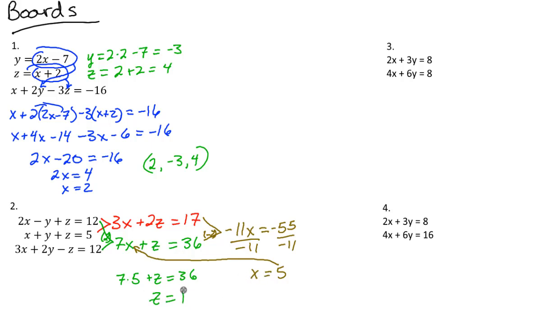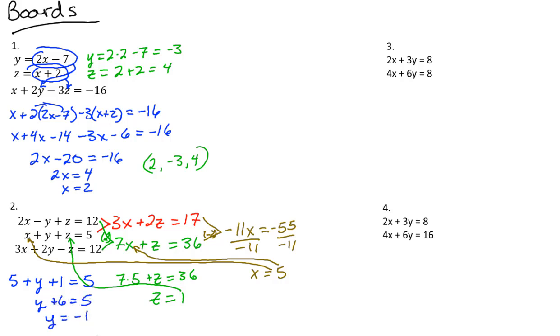We now have two of the variables, so now we're going to find y. And I guess we could pick any of them we wanted, but I'm going to pick z to go right in there, and we'll pick the x, 5, to come over here and go right in there. And then let's see what we have when we write it down. We have x, which is 5, plus y, plus z, which is 1, equals 5. 5 plus 1 is 6. y plus 6 equals 5. And subtract 6, and we get y equals negative 1.